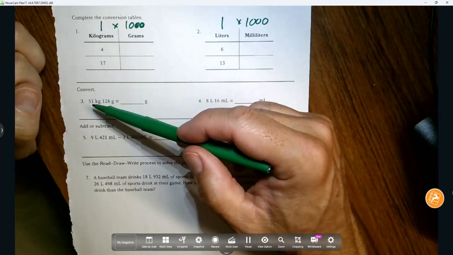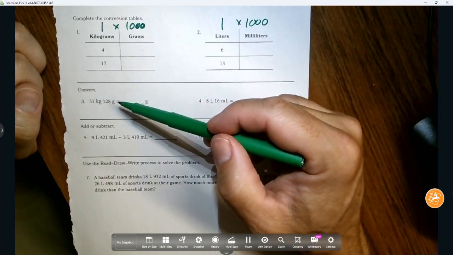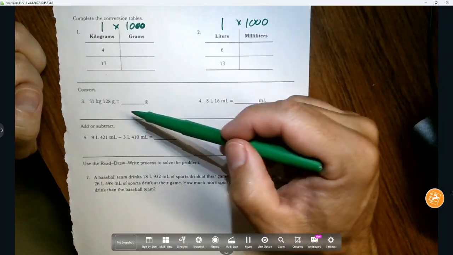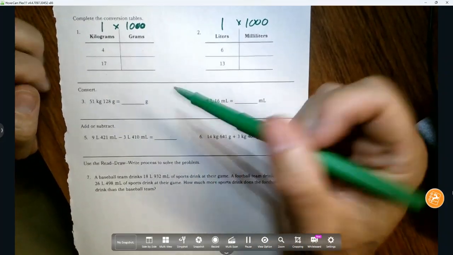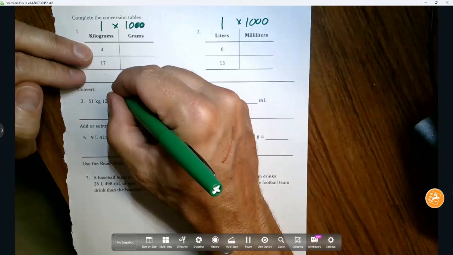Anyways, multiply the 51 by 1,000 and then add the 128 grams to it, and you're going to find this number. So that problem, write it out the other way.